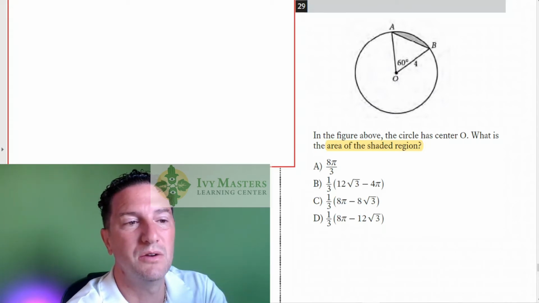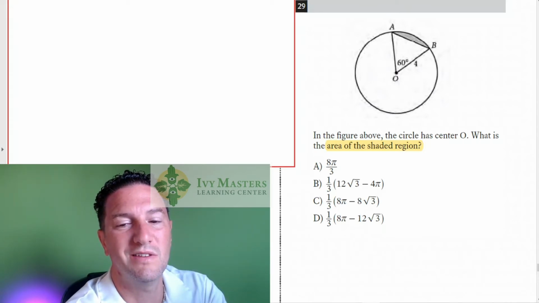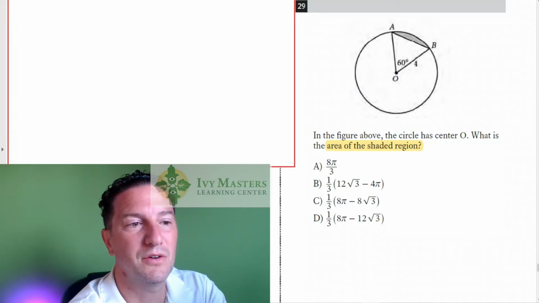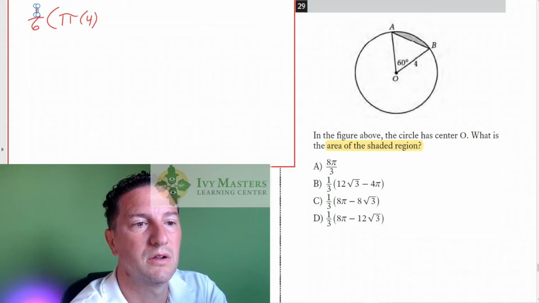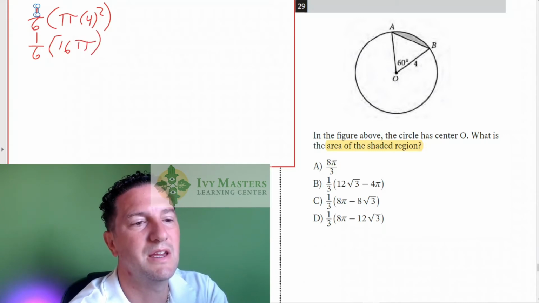So I'm going to take 1/6 of the area of the circle. Remember, the area of the circle is pi r squared. So 1/6 times pi times 4 squared, which is 1/6 times 16 pi. That's 16 pi over 6, which reduces to 8 pi over 3.